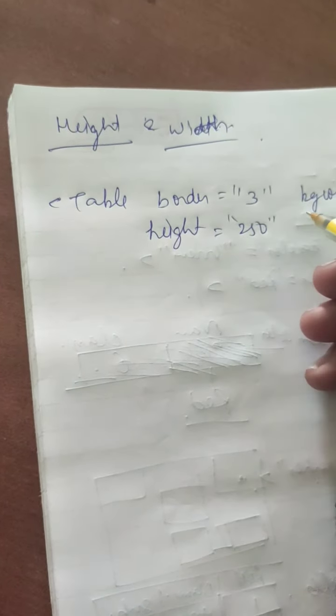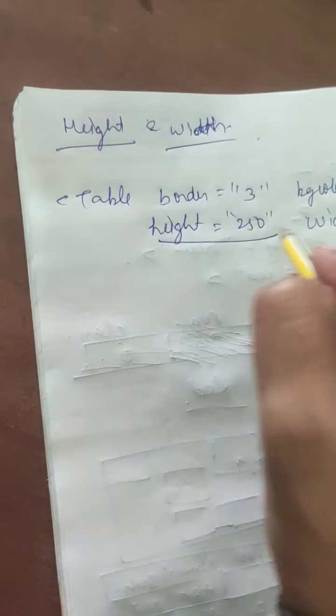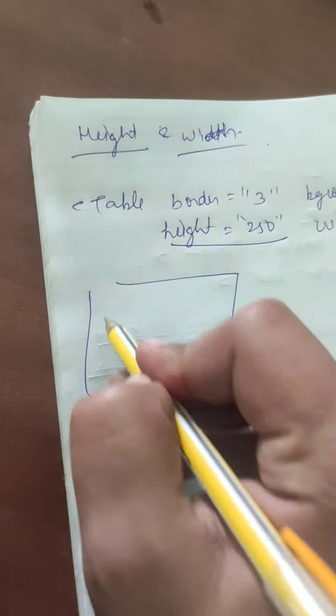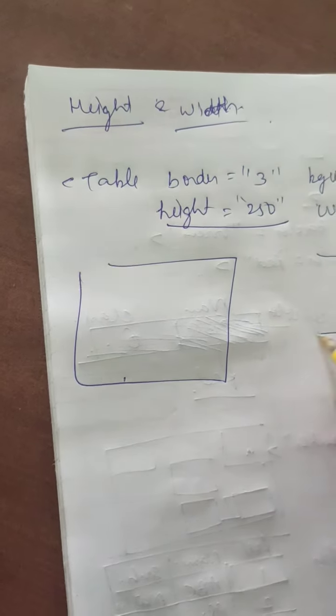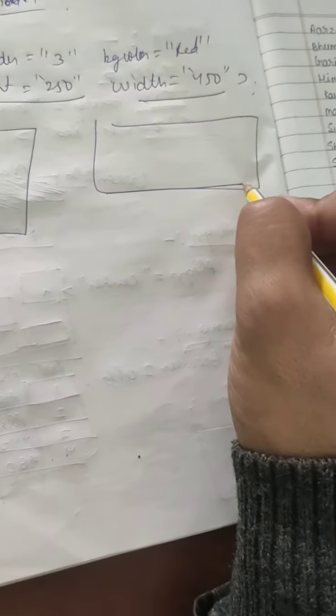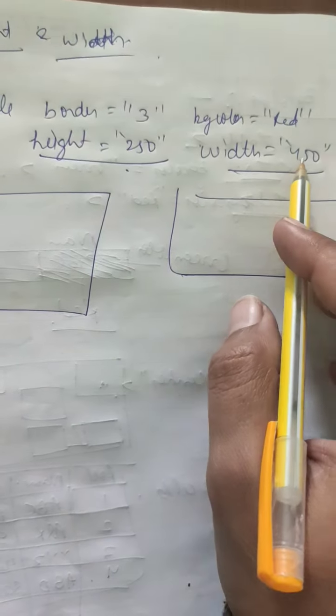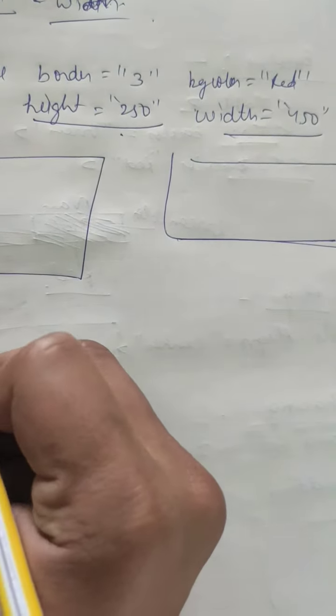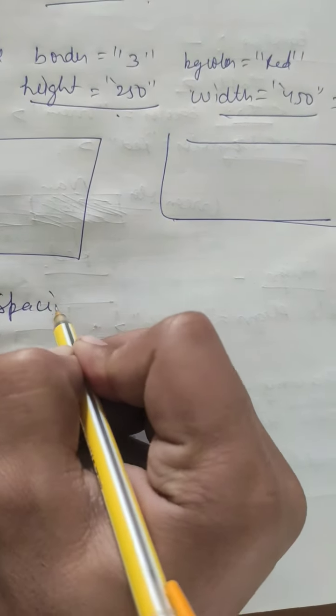This one is in pixels, that is the pixel form. This is the width equals to 450, suppose, in this way. So this height and width will tell you what is the height of your table and what is the width of your table. So it will be decided by the height and the width attribute. Now we can see an example of cell spacing and cell padding.